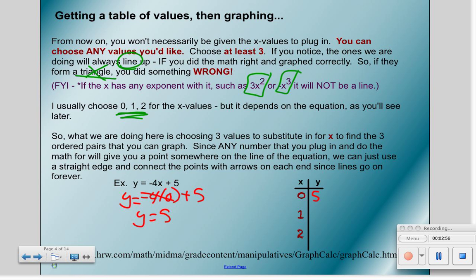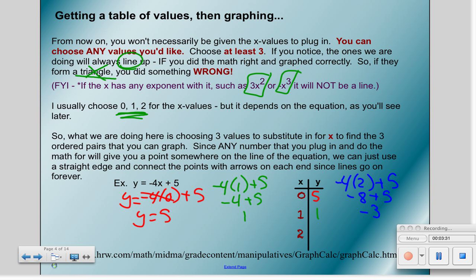So I'm making a table now just to help me organize my information. And then if x is 1, I'm just going to do -4 times 1 plus 5. So -4 plus 5 is 1. So when my x value is 1, my y value is 1. And then the last one that I chose here would be when x is 2. So -4 times 2 plus 5, -8 plus 5, my y value would be -3.